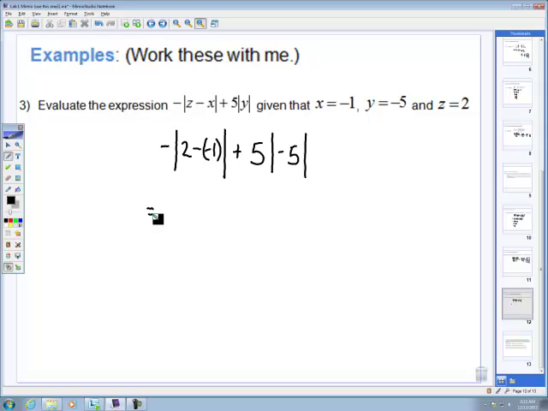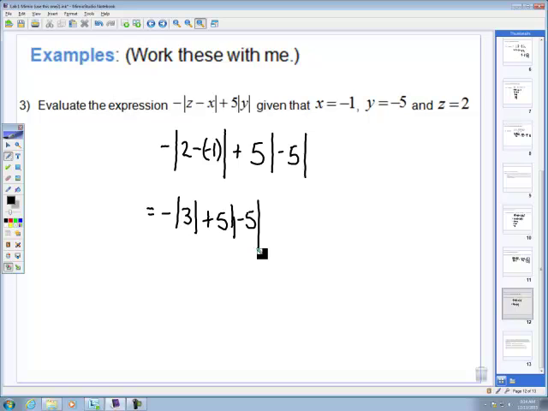of operations problem. Notice we have absolute value, we have multiplication, we have subtraction, and addition. So what's first? That's correct. We need to take care of anything inside the absolute value. So our negative, it stays out in front, and let's clean up inside the absolute value. We have 2 minus a -1, which is the same as 2 plus 1, so this would give us the absolute value of 3, plus 5 times the absolute value of -5.